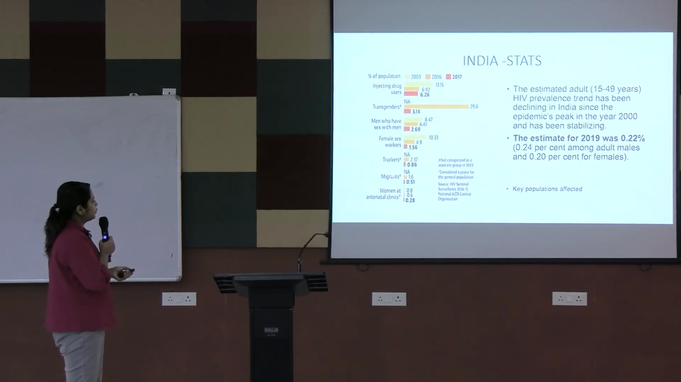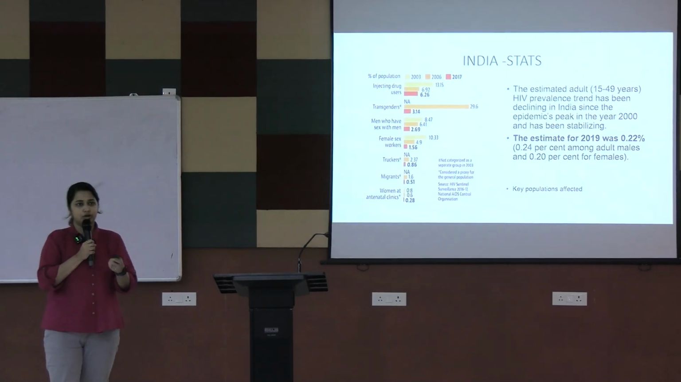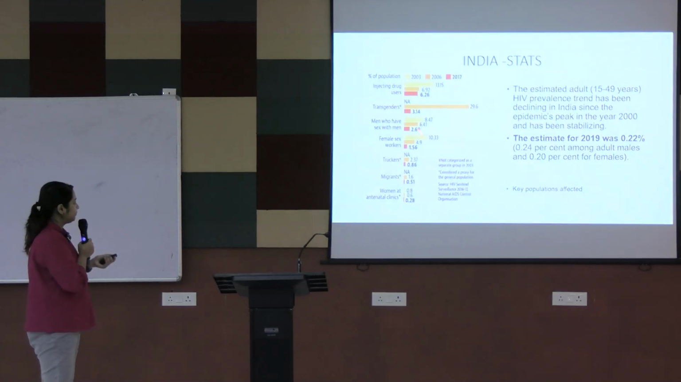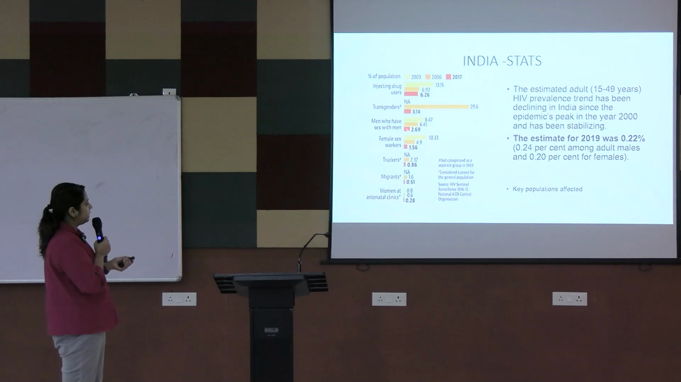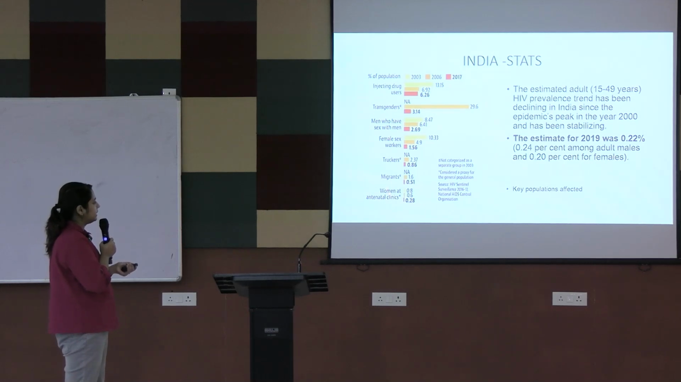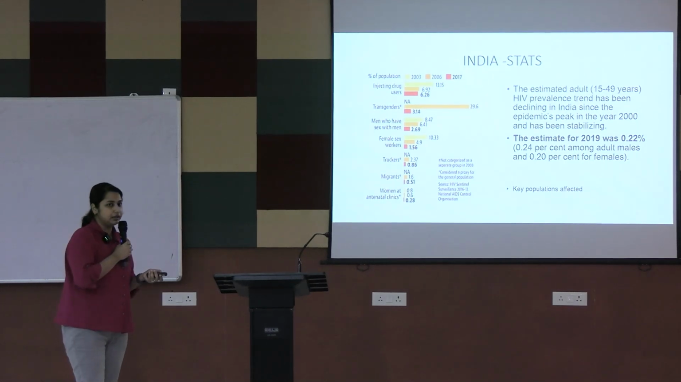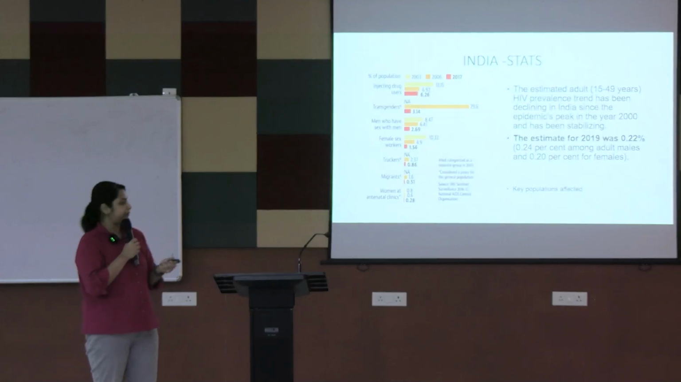So these are the high risk groups. So if someone asks you what are the high risk groups of HIV: injecting drug users, transgenders, men having sex with men, female sex workers, truckers, migrants, and women attending antenatal clinics. These are all high risk groups.